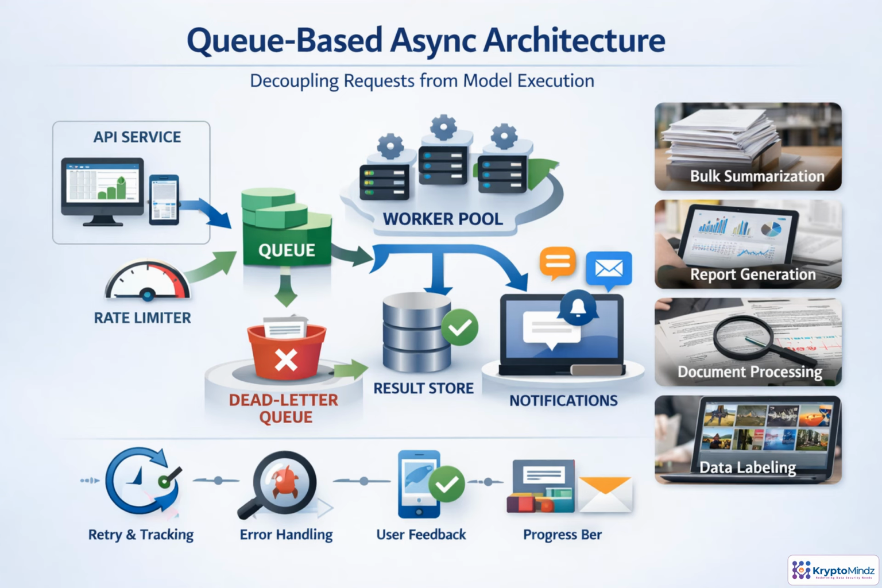A queue-based design separates accepting work from performing the expensive model call. The API validates the request, applies rate limits, and places a job into a durable queue. Workers pull jobs when capacity is available, call the model, and write outputs to a result store. If something fails, retries use counters, visibility timeouts, and idempotency keys, so the same job is not processed incorrectly. Bad messages move to a dead letter queue for review.